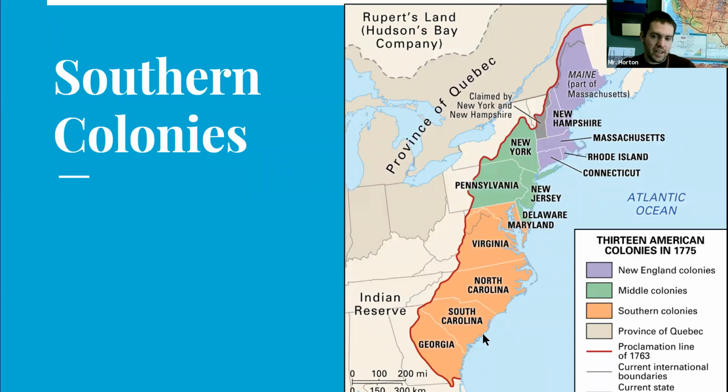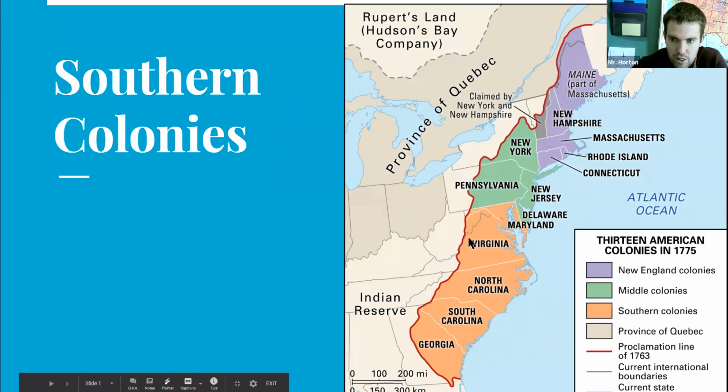So the 5 colonies again are Maryland, Virginia, North Carolina, South Carolina, and Georgia. All righty. So these southern colonies, we're going to take a look at some of the specific characteristics of these colonies. We're going to start by looking at Virginia here in a second.